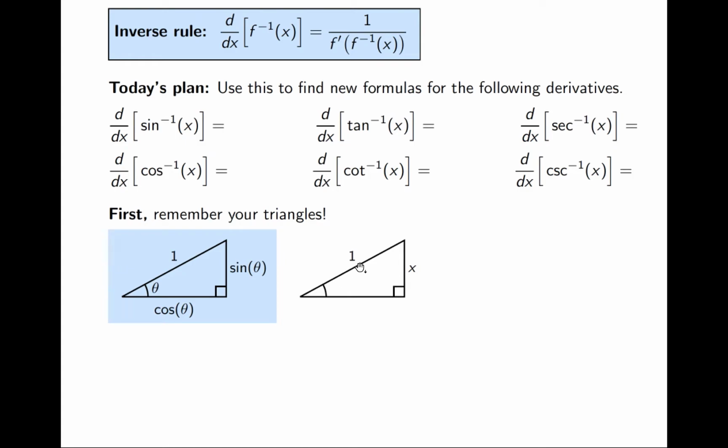If we have this triangle with hypotenuse 1, and we label the opposite side as x, it has side length x, then sine of this angle is equal to x. So since this is the angle where if you took sine of it, you would get x, this angle is sine inverse of x. So this is our geometric picture of sine inverse of x. Given a triangle with these side lengths as indicated, this angle is sine inverse of x radians.